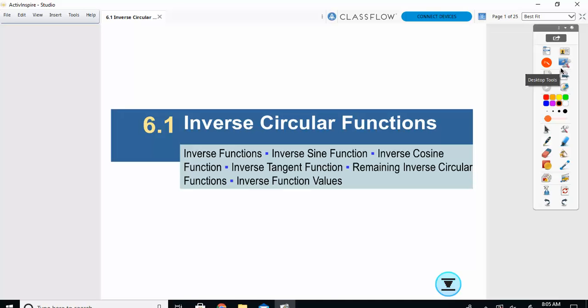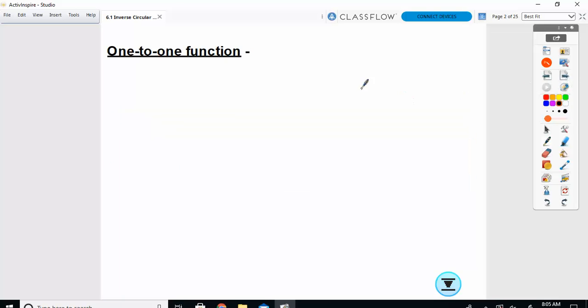We did inverses back in college algebra or pre-calculus algebra. You did them in algebra 2. And at that time, we learned that not everything has an inverse. In order to have an inverse, it has to be a one-to-one function. So a one-to-one function is a function where y never repeats.